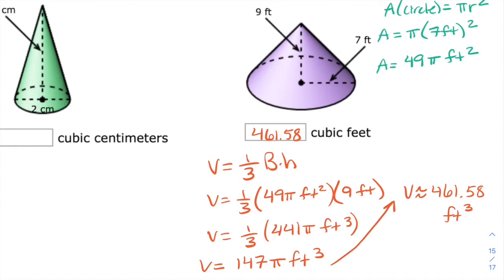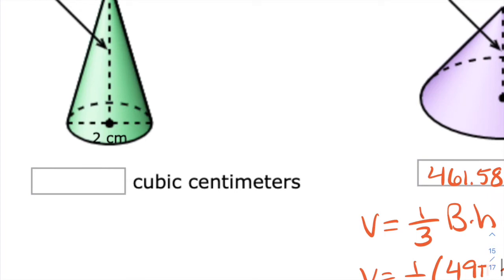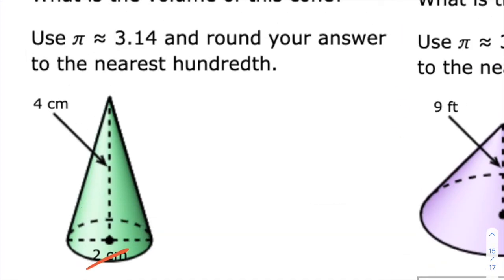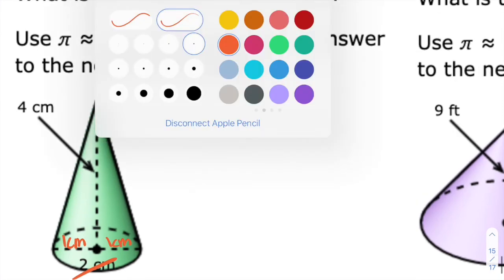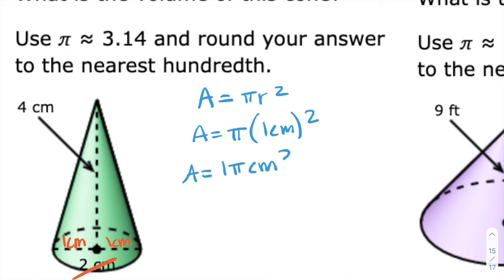Okay. Now, this next one, the only reason why I said it's a little bit more difficult is because you just have to account for this radius, right? You have to break the diameter into two and get your radius, because area has to be given in terms of radius. So area of my circle is pi r squared. So area is pi times 1 centimeter squared. 1 times 1 is 1 centimeter squared. So it's 1 pi centimeters squared.